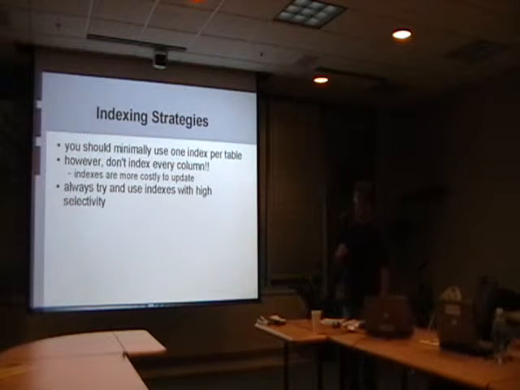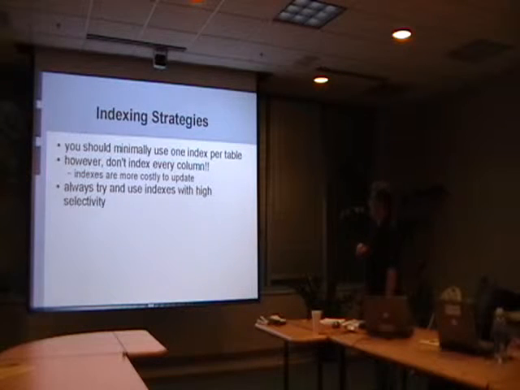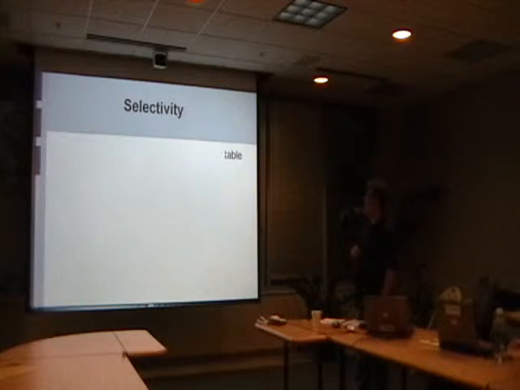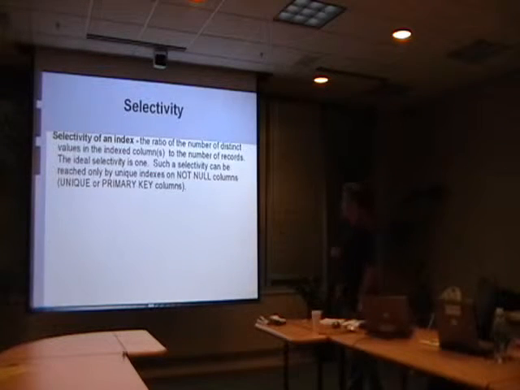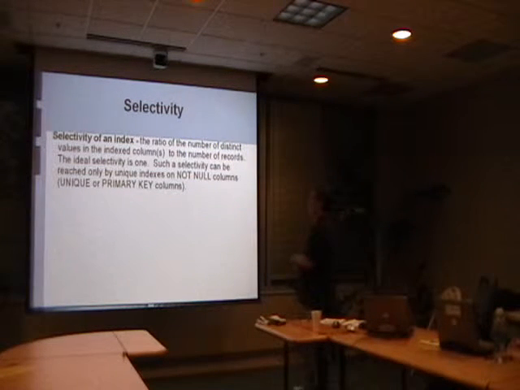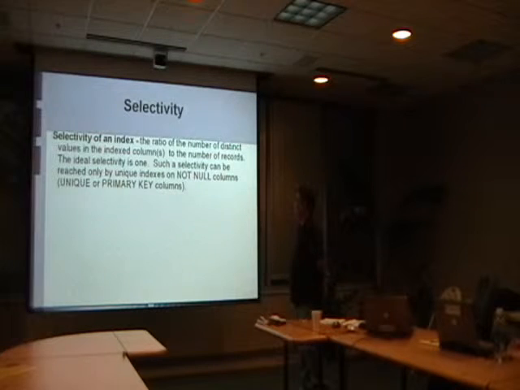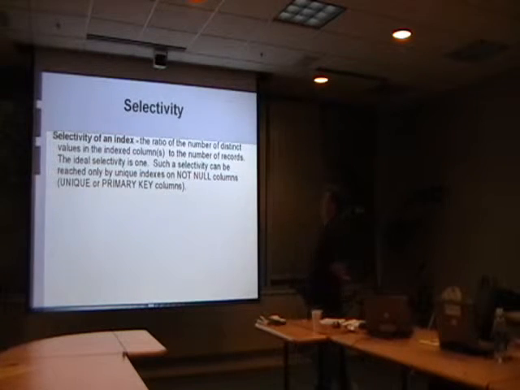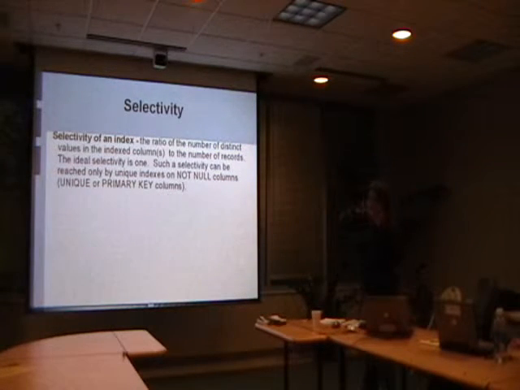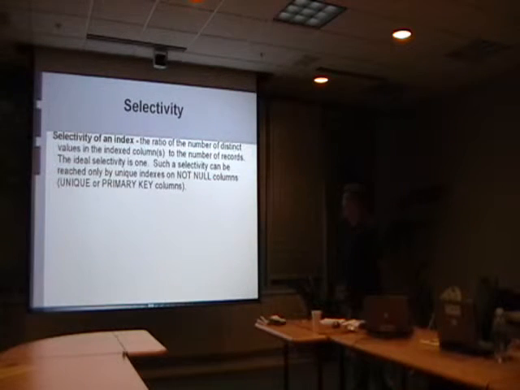So let's talk about selectivity. I mentioned that just a minute ago, and it's a very important concept when it relates to indexing. The selectivity of an index, now I'm going to give you the academic definition here: the ratio of the number of distinct values in the index columns to the number of records. What does that mean? Let me show you.